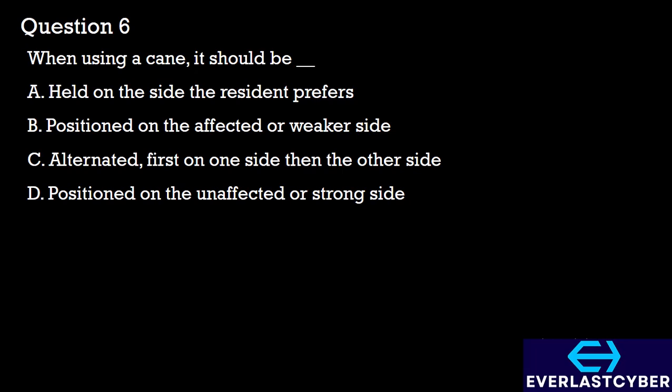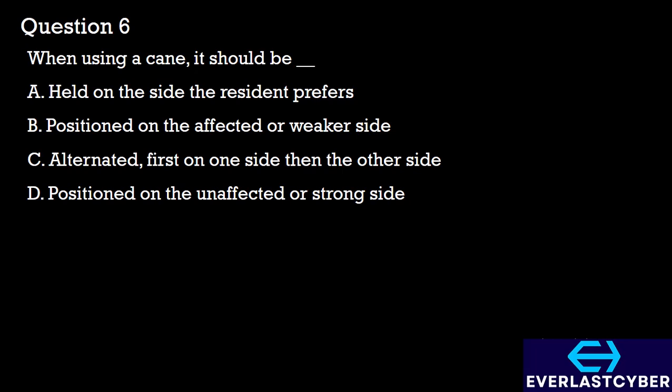Question 6. When using a cane, it should be A. Held on the side the resident prefers. B. Positioned on the affected or weaker side. C. Alternated, first on one side, then the other side. D. Positioned on the unaffected or strong side.